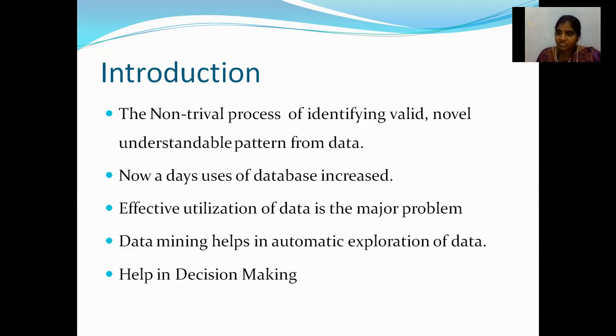Some of the data are used for business analysis also. Based on this automatic exploration of the data, we are able to find new patterns from the data. These patterns are helpful for making decisions for current problems and also used to predict the future. This is one of the major roles of data mining.